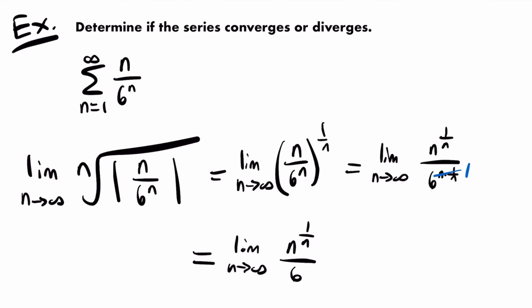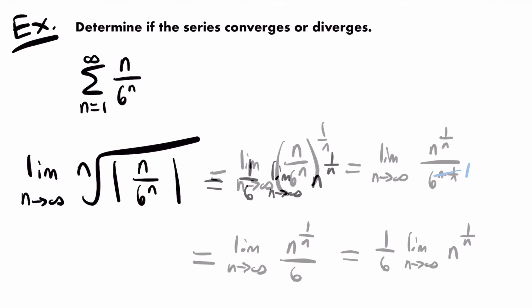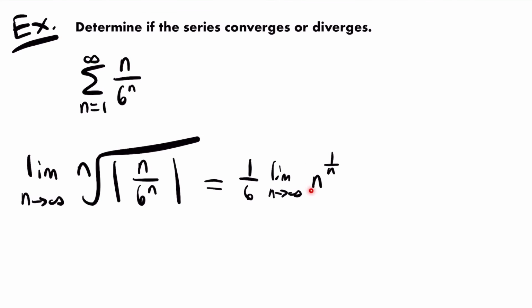And now we can pull that 1/6 to the outside of the limit because it doesn't involve any n's, and so this will be equal to 1/6 times the limit as n approaches infinity of n to the power of 1 divided by n. Alright, now if I clean up my work here, let's take a look at what happens to this expression as n approaches infinity. We have n to the power of 1 divided by n. Now n is approaching infinity, and so that is just going to be infinity.